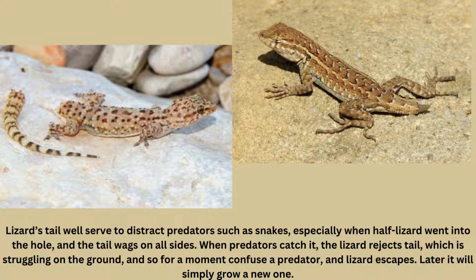Often the lizard will cut off its tail. How? The lizard's tail serves to distract predators such as snakes, especially when half the lizard has gone into the hole and the tail wags on all sides. When predators catch it, the lizard rejects the tail, which is struggling on the ground, and so for a moment confuses the predator and the lizard escapes. Later it will simply grow a new one.